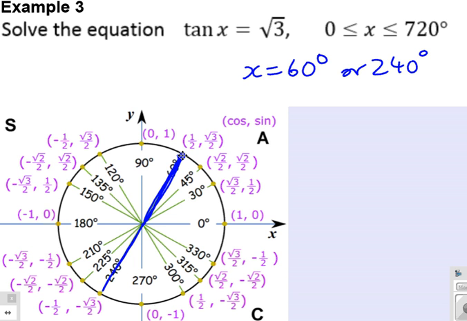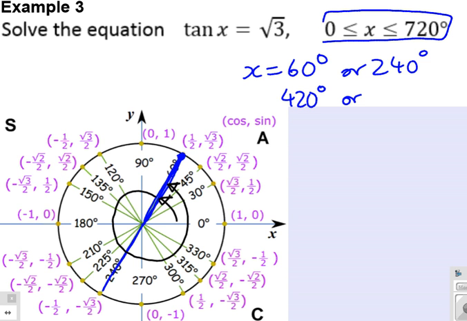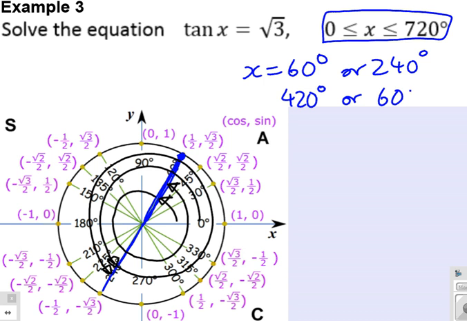And again, if I add another 360 onto 60 degrees, I get to the same destination. So that gives me another solution of 420 degrees. Notice the domain this time is 720. And if I add another 360 onto 240 degrees, I get to the same destination. That gives me the final solution of 600 degrees.